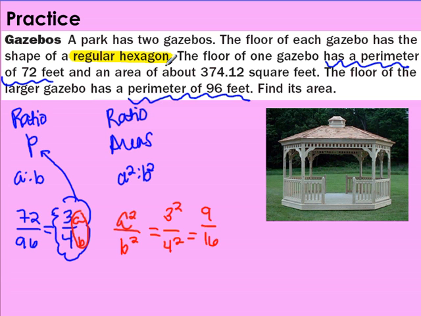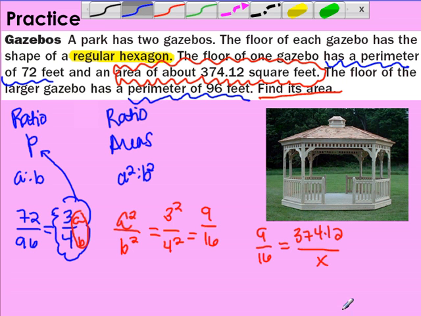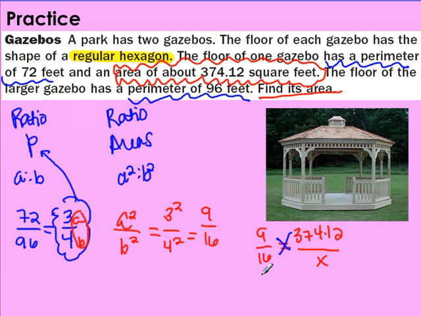But this is our simplified ratio of the areas. What we need to do is use the given information about one of our actual areas and set up a proportion in order to solve for the other. So what we can say is 9/16 is equal to 374.12 over x. This x will give us the area of our larger gazebo. So here we can cross multiply and solve.